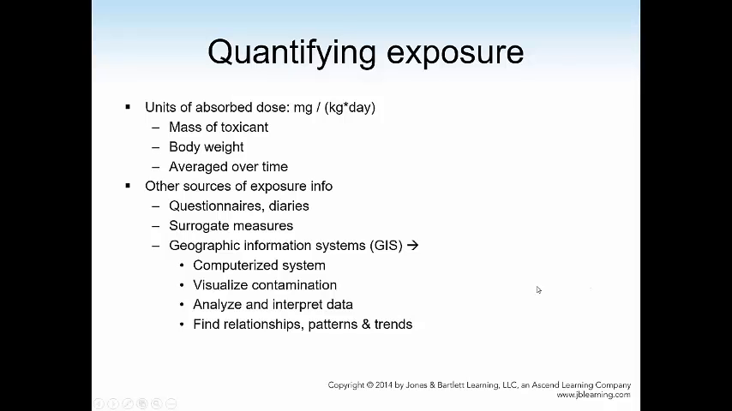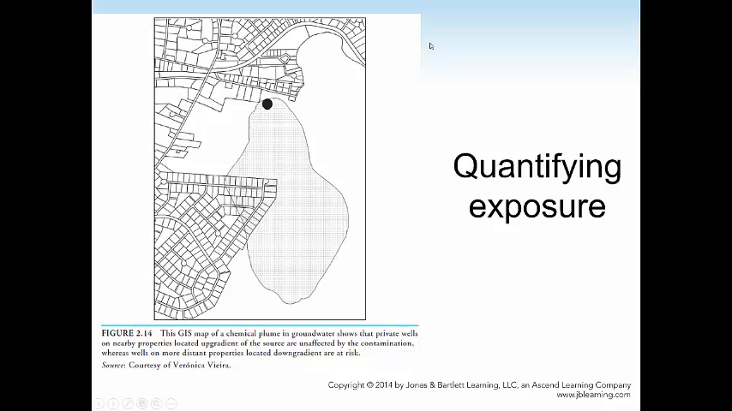So if there's some kind of cluster outbreak somewhere, you can hopefully analyze that and quickly find out where the source is. And this is a good example of a GIS map. This is actually looking at a chemical plume in groundwater, and it can show private wells on nearby properties located throughout the entire area. And it shows the areas at risk, which of course, again, that's one of the things we want to be able to do.